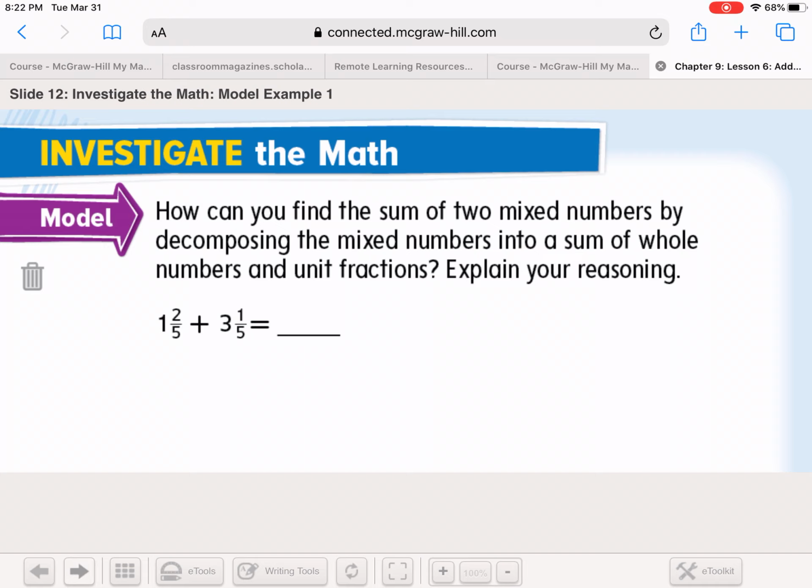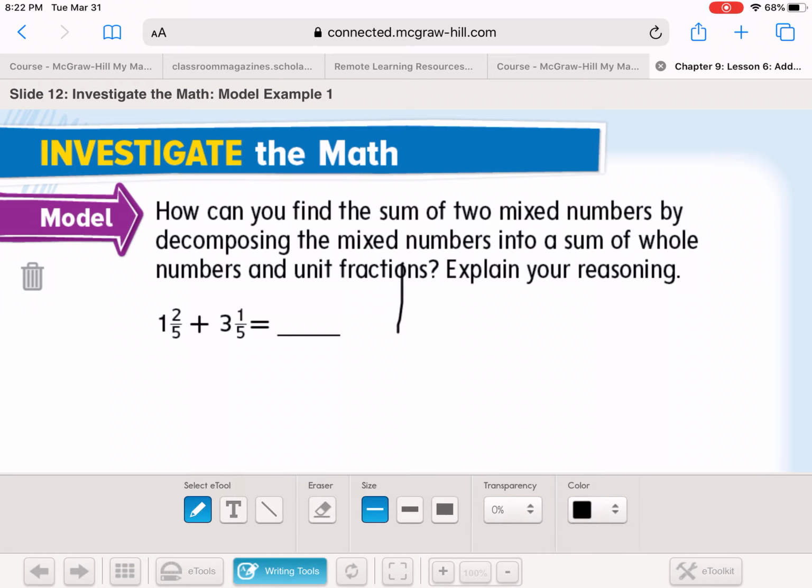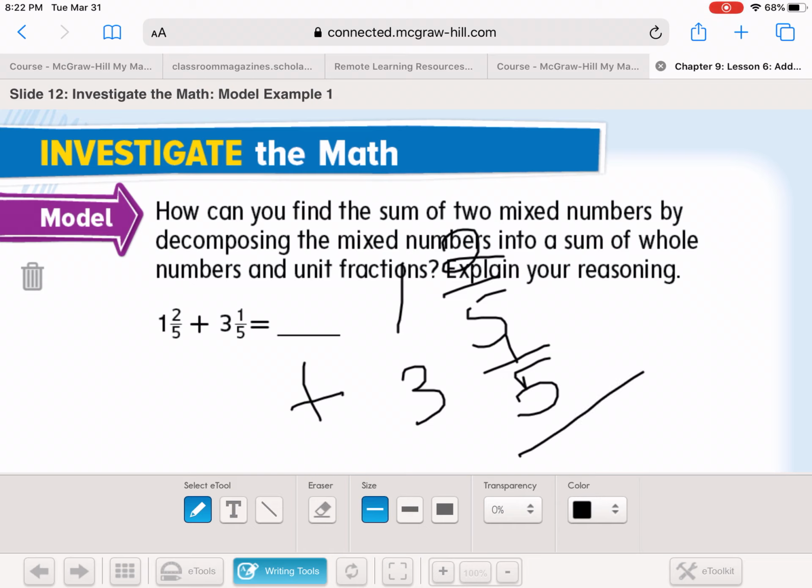Let's not get crazy, McGraw-Hill math. We're going to make it very simple. You're going to do 1 2/5. Now, notice how I'm setting this up. Plus 3 1/5. Okay? The first thing I'm going to do when I'm adding is add my whole numbers, which is 4. Then I can add 2 plus 1, which is 3/5.